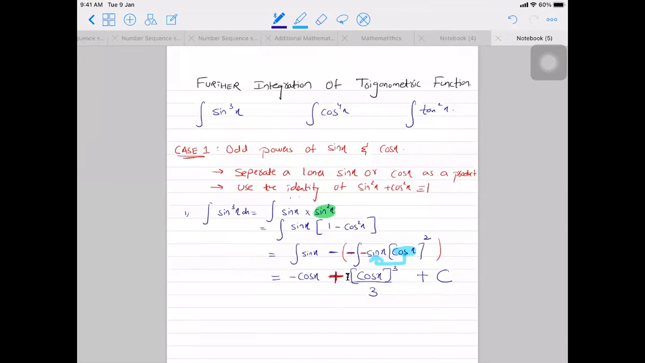Then you're going to use the identity sine squared x plus cos squared x is identical to 1. So you replace sine squared x with 1 minus cos squared x. Then when you multiply, you are going to get sine x minus sine x cos squared x. Then integration of sine x was simple, minus cos x. And then we use the product rule form 2, and you get cos x to the power of 3 upon 3. Did you understand this? Yeah.